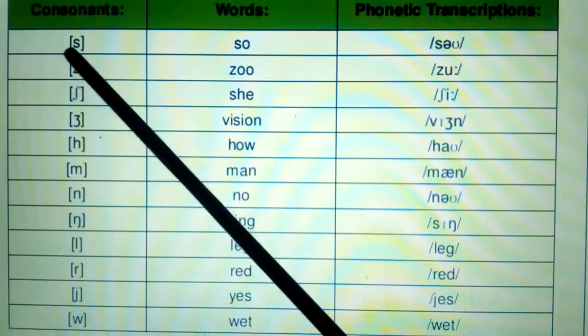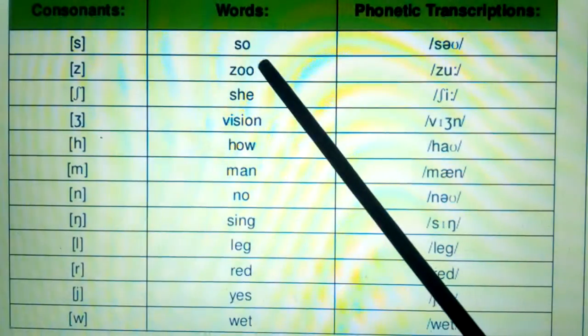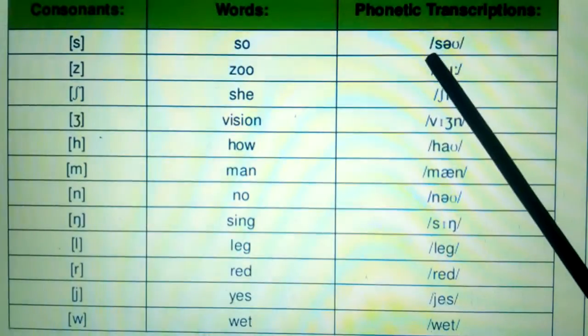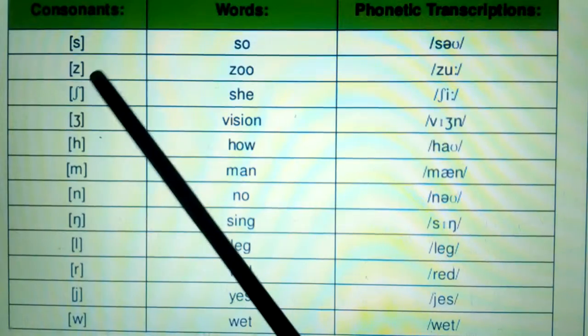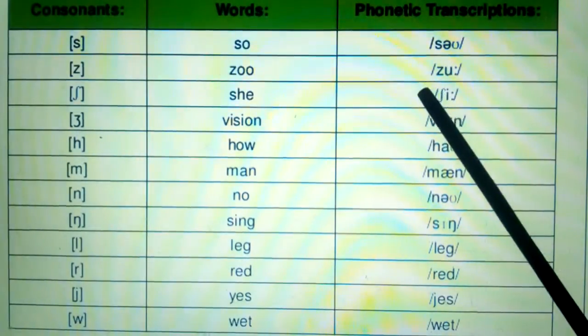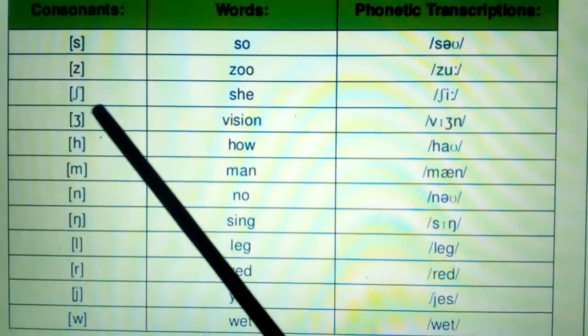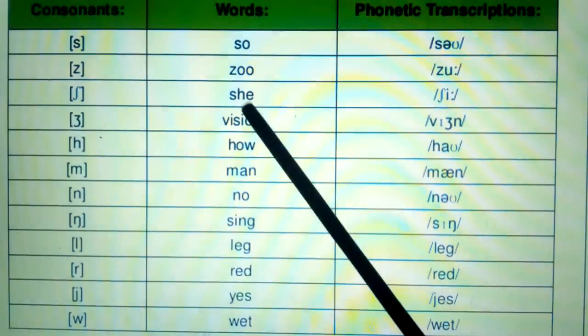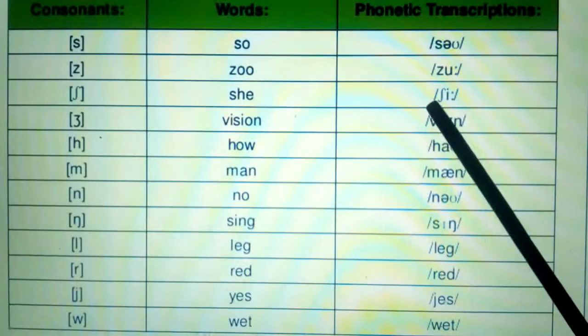Now the other consonant is sa, like in so. Its transcription is like this. Next is za, like in zoo. Transcription is this. Next is sha, like in she. Transcription is this.